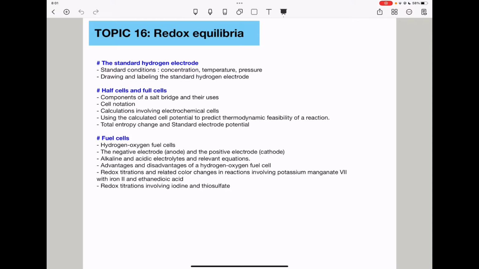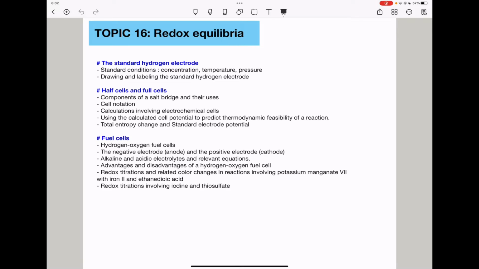And finally, redox titrations involving iodine and thiosulfate. This is common in Unit 5, or it could come in Unit 6. You need to fully understand that as well. So from topic 16, ensure you fully understand that. Ensure you fully understand this part here, redox titrations, and then fully understand this part here, because those can come in Unit 5 as well as Unit 6.